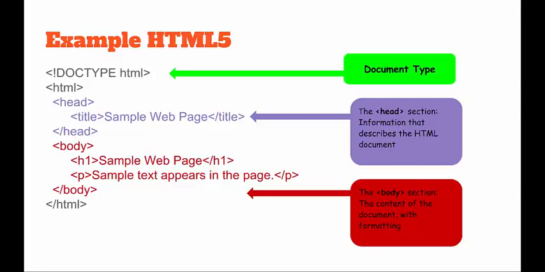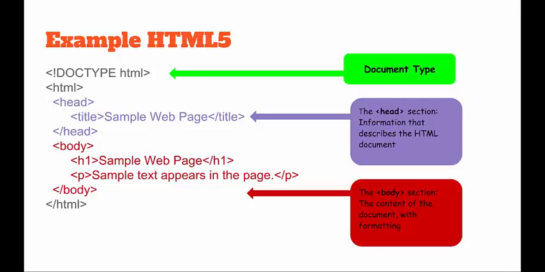HTML documents are broken into sections, and here you see the head section first in purple. This is information that helps to describe the HTML document. Right now, within the head section, you see a title element. This specifies the text that the user would see at the top of the browser window when they would view this page. You also see a body section. This is the main content that you see in the browser window.